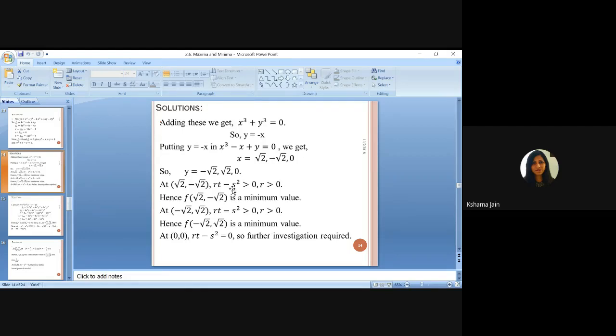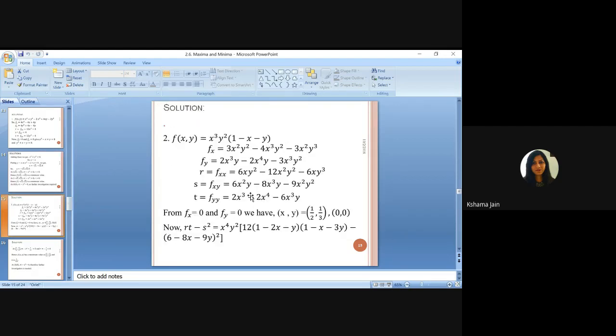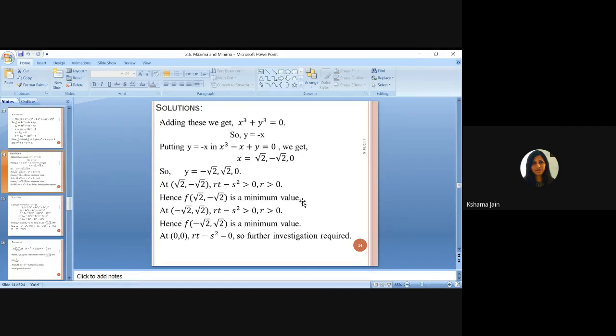So here if you put rt minus s square, I can show you here actually. Rather than writing it here, we can make a table. Generally, in the class, I have done it in the first semester. We will make a table. Here we put the function. Here we find rt minus s square. We write the result, whether it's greater than 0, less than 0, or equal to 0. If it is greater than 0, the maximum or minimum is there.